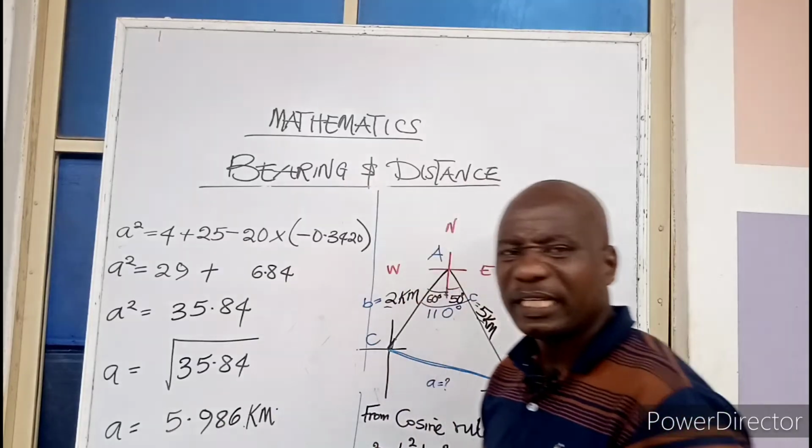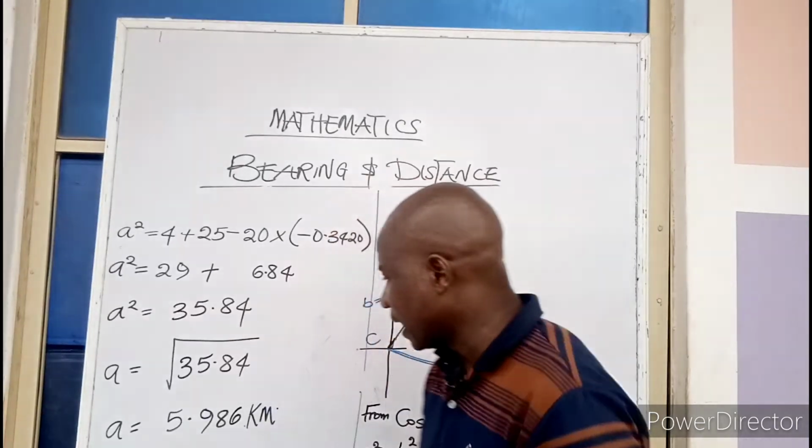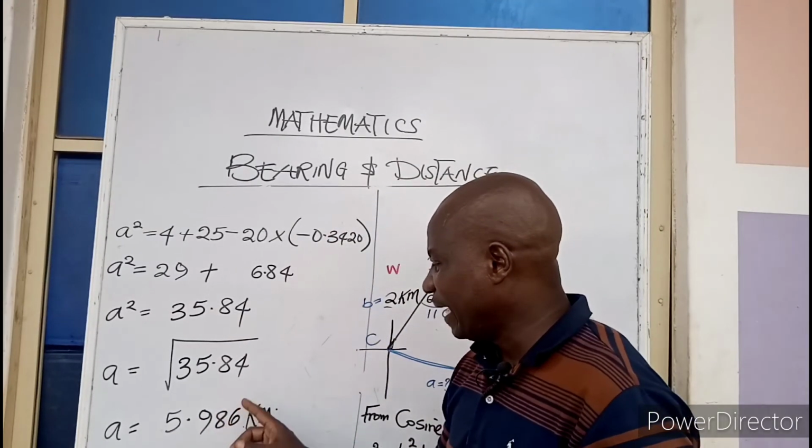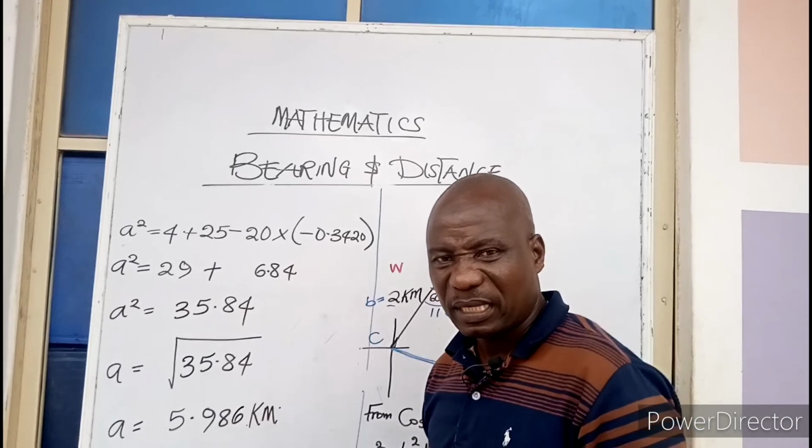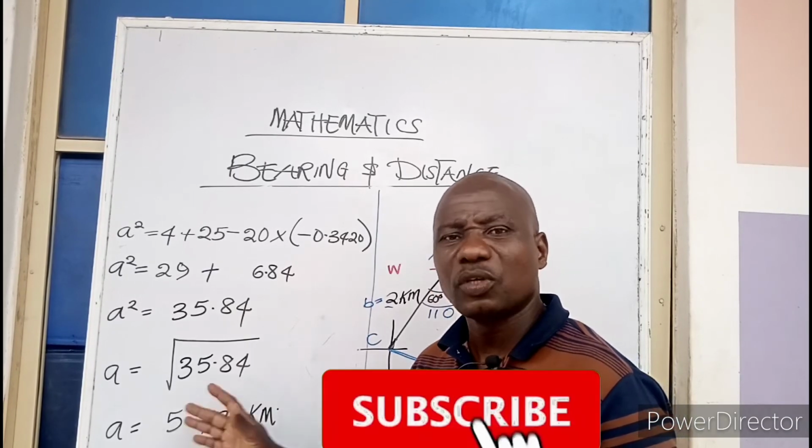That is to say, the distance of the two ships apart is 5.986 kilometers.